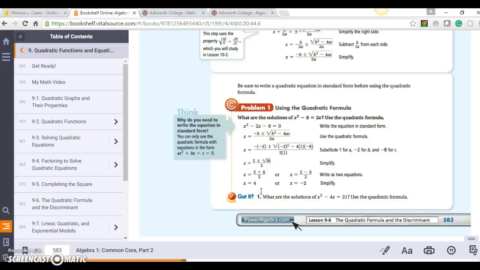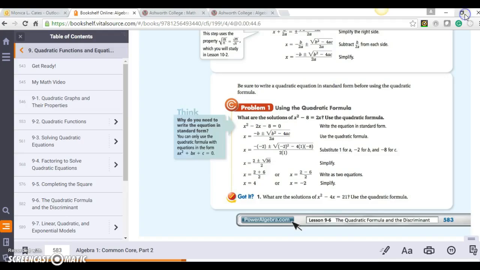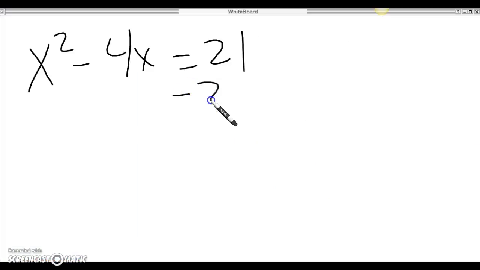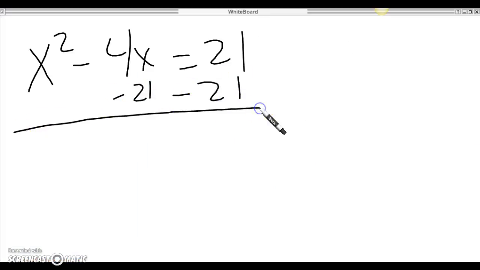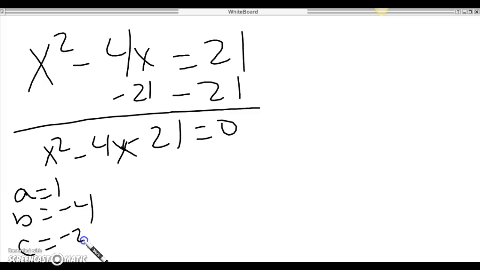So now let's look at Got It number 1. It says, what are the solutions of x squared minus 4x equals 21? They want us to use the quadratic formula. The first thing I need to do is move my 21, so I subtract 21 from both sides and get x squared minus 4x minus 21 equals 0. So a is equal to 1, b is equal to negative 4, and c is equal to negative 21.